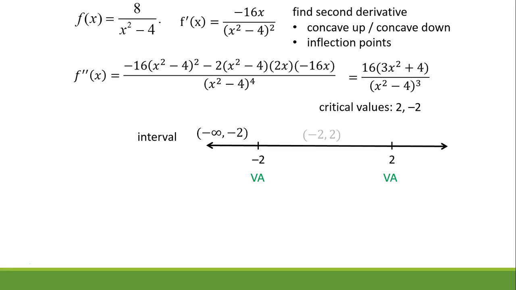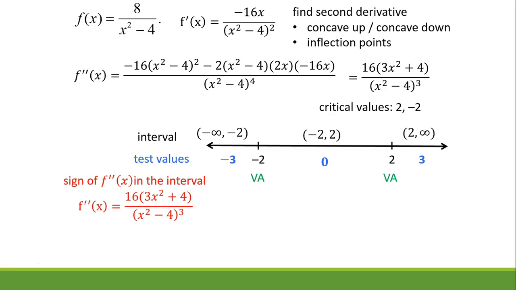However, we can still look for the concavity in each of those intervals by looking at some test values in each interval. Now remember, we're looking for the sign of the second derivative. So we'll substitute the test values into our second derivative to see whether that value is giving us a positive result or a negative result. When x is negative 3, our second derivative is positive. When x is 0, our second derivative is negative. And when x is 3, our second derivative is positive. So we know that our function is concave up from negative infinity to negative 2.